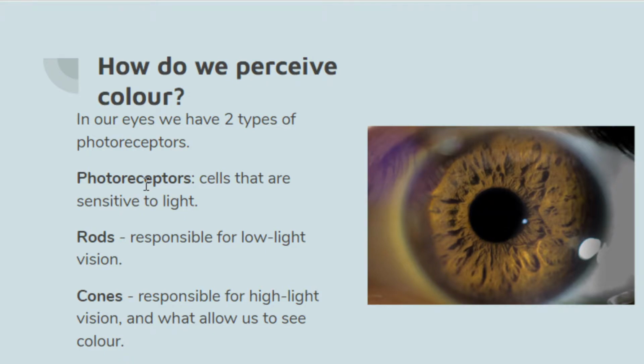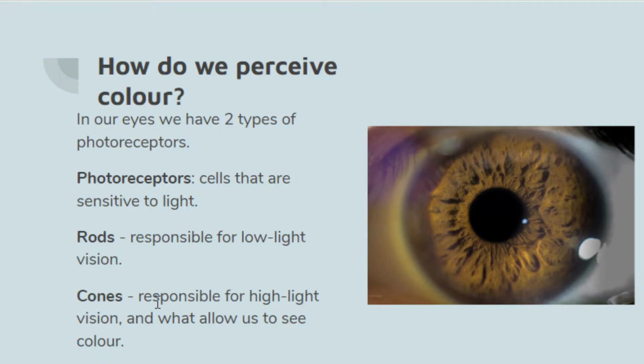And the two types are rods and cones. You've probably heard about this before. So rods are responsible for low light vision, which means when it's dark out, when there's not a lot of light coming into our eyes, most of our vision is through these. These are also spread out more along the back of the eye. So when it's dark, you'll notice you actually have superior vision, or better vision than usual, peripherally.